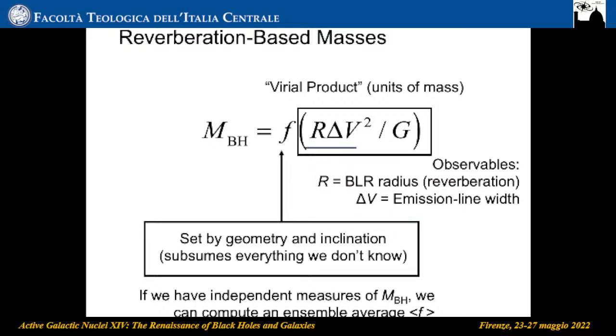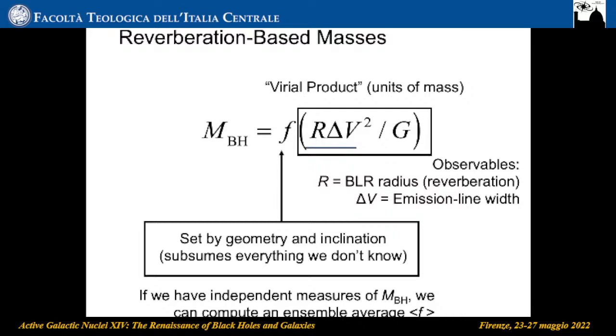What we use to measure the black hole mass is an equation that is actually quite simple. We have the so-called virial product, which has units of mass, where there are two observables in it. We have the radius of the broad line region, which is found through the lag, so through reverberation mapping. And then there is also the emission line width. The factor f is set essentially by the geometry and the inclination of the system, but inside there we put everything we actually don't know about the AGN.